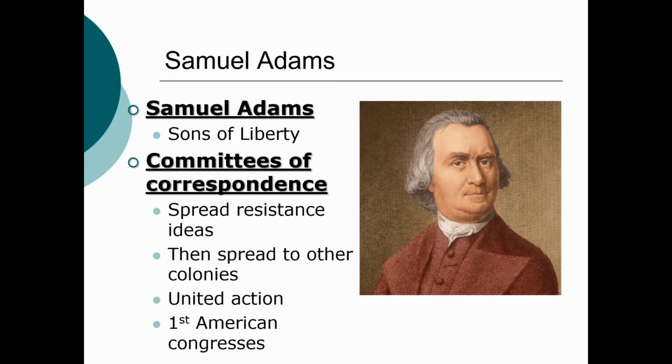Samuel Adams is going to start the Committee of Correspondence, where some of the major colonial leaders in the different colonies, like Massachusetts and Virginia, start corresponding with each other. This was meant to spread resistance ideas to other colonies, and also for them to get an idea of what's going on in each colony, so they could have more united action. This is the first example of a precursor to the American Congresses, like the First Continental Congress, which won't happen for a couple years.